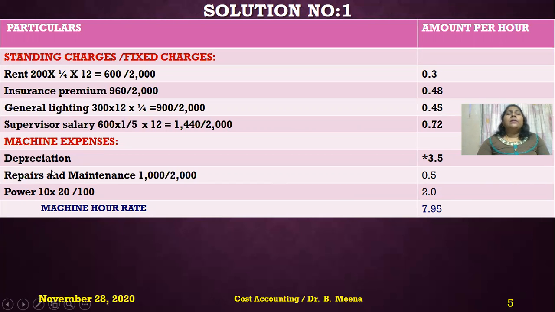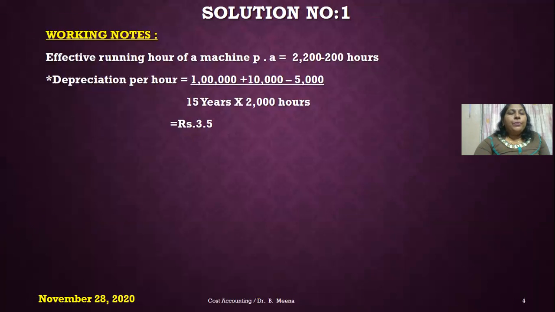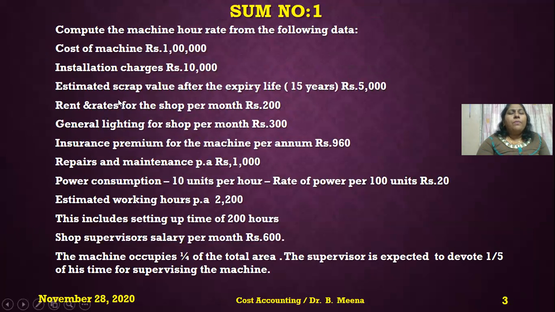Let me go to the standing charges one by one. So what are the standing charges in this problem? We'll start from the rent and rates for the shop per month. The rent and rates are given for the shop only, not for a machine. So we need to consider the last two pieces of information. The machine occupies 1/4 of the total area.